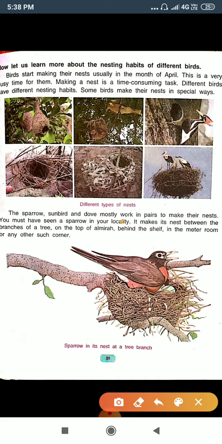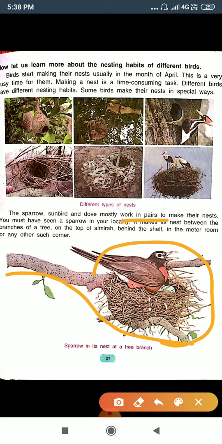You can see the nest of the sparrow between the branches of the tree. You can see this is the branch of the tree, so you can see the nest of a sparrow between the branches of a tree. This is the nest of the sparrow. Now move to the next page.